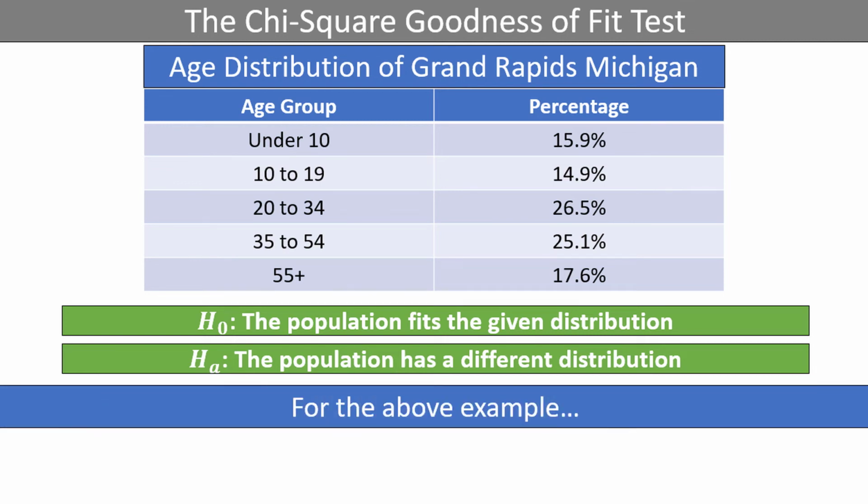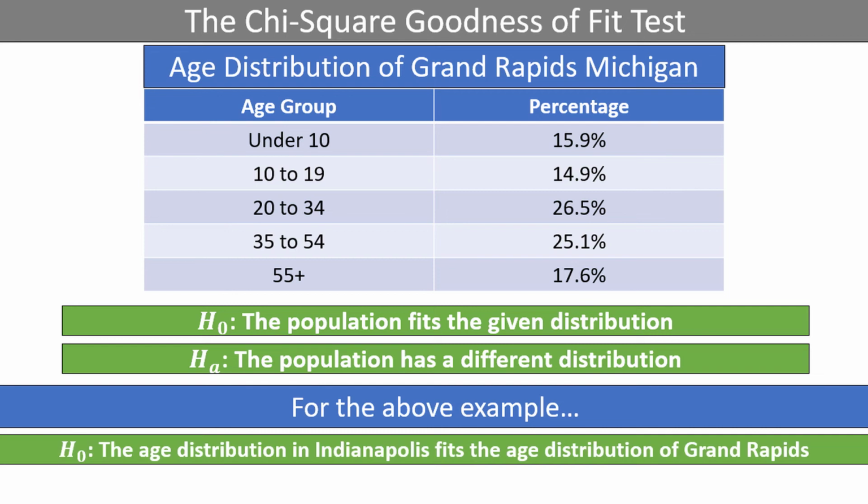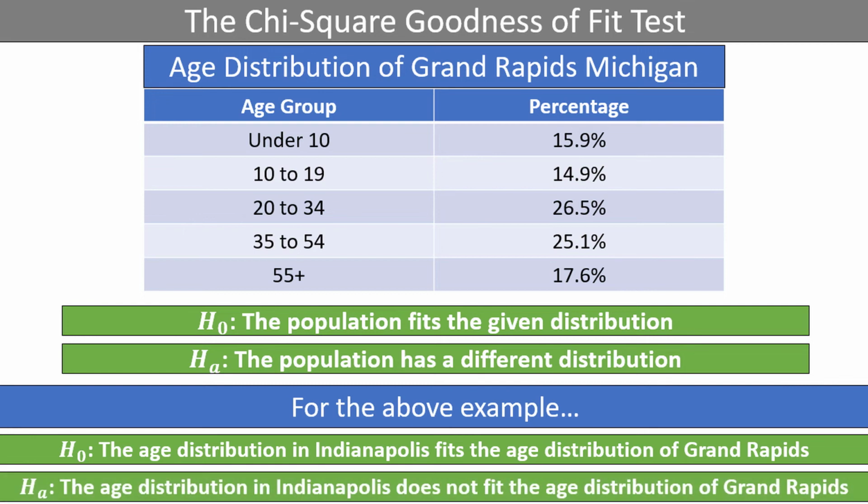So for our age distribution example, the null hypothesis is that the age distribution in Indianapolis fits the age distribution of Grand Rapids, and the alternative hypothesis is that the age distribution in Indianapolis does not fit the age distribution of Grand Rapids. At this point, we would be ready to take a sample of Indianapolis residents to see if our observed quantities match the percentages given by the Grand Rapids distribution.